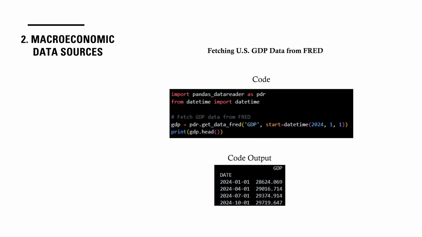We start by importing pandas DataReader, which provides a convenient interface to financial and economic data sources, and datetime to specify our start date. Using get_data_fred, we retrieve the GDP series from the Federal Reserve Economic Data API, starting from January 1st, 2024. The output shows quarterly GDP values in billions of dollars with corresponding dates.